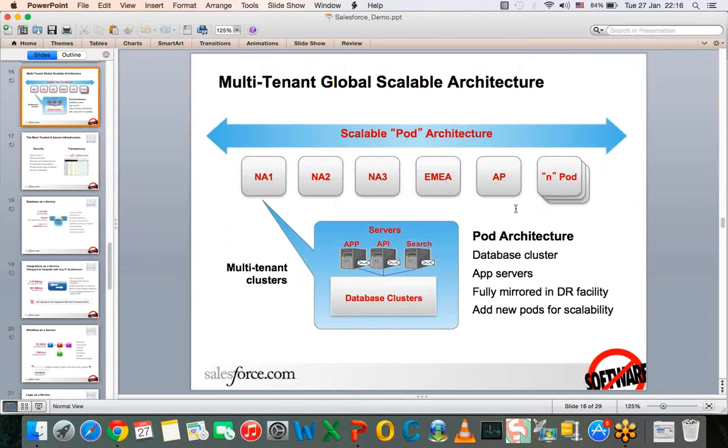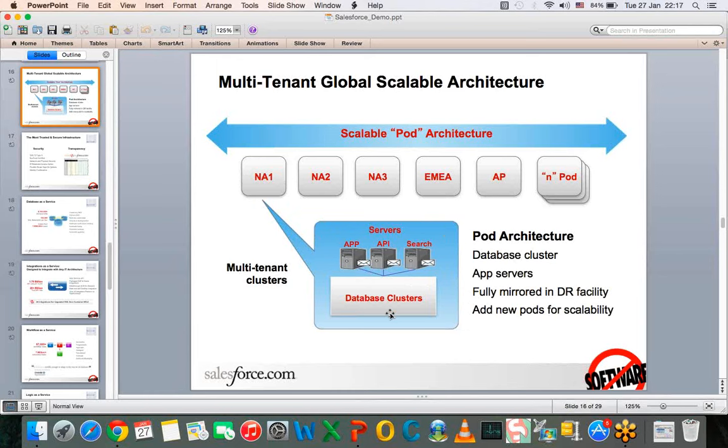And going to the next slide, as I said, it's a multi-tenant global scalable architecture. Each instance has the database cluster, app servers, and a fully mirrored DR facility. DR is a disaster recovery facility, and you add new pods for scalability. A pod is nothing but a particular instance, we call it a pod. So it is very scalable, as I said in the earlier slides as well.